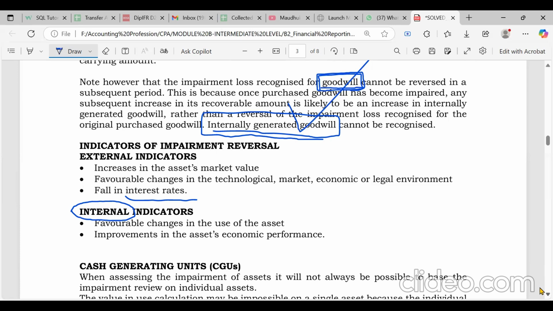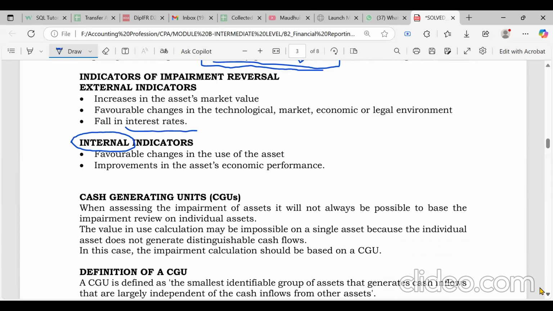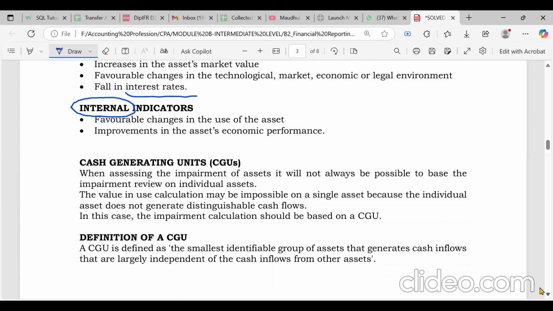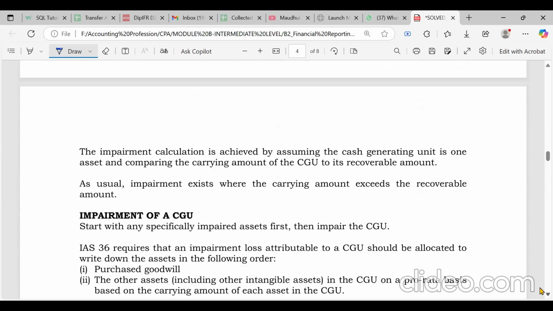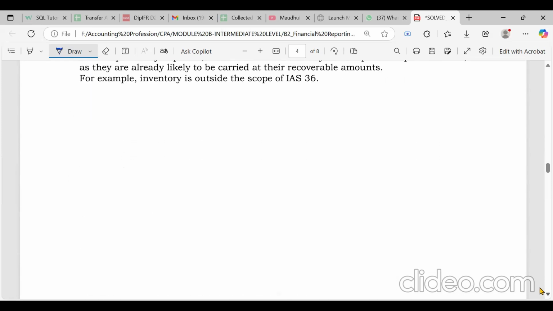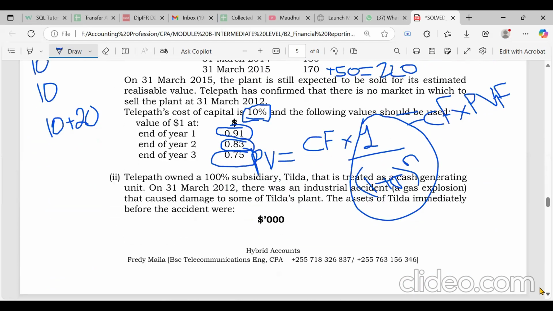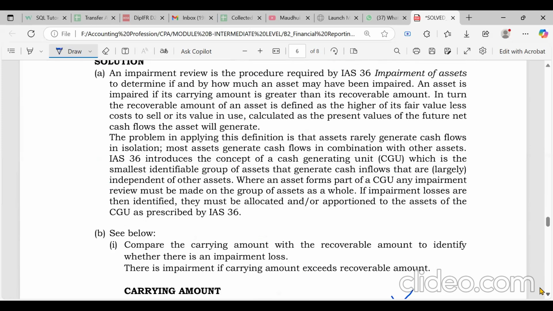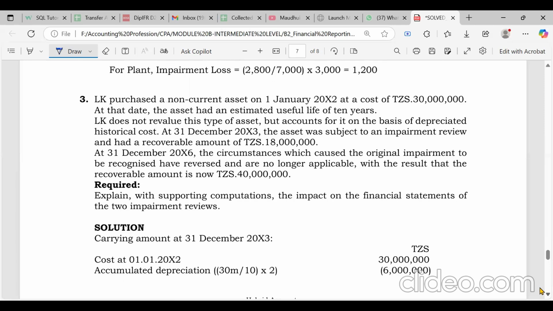Let's go on. It's simple. And it's the last point, which helps me with the impairment reversal, impairment reversal.